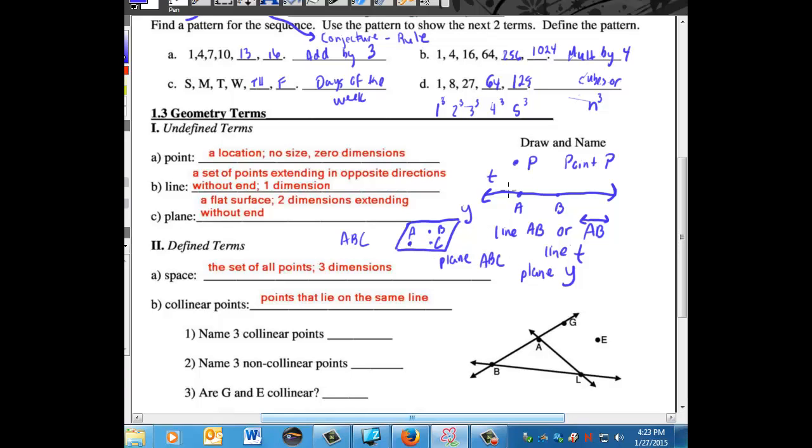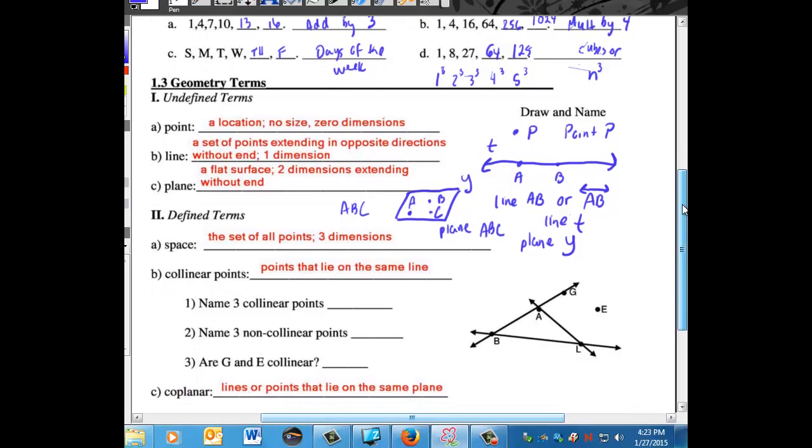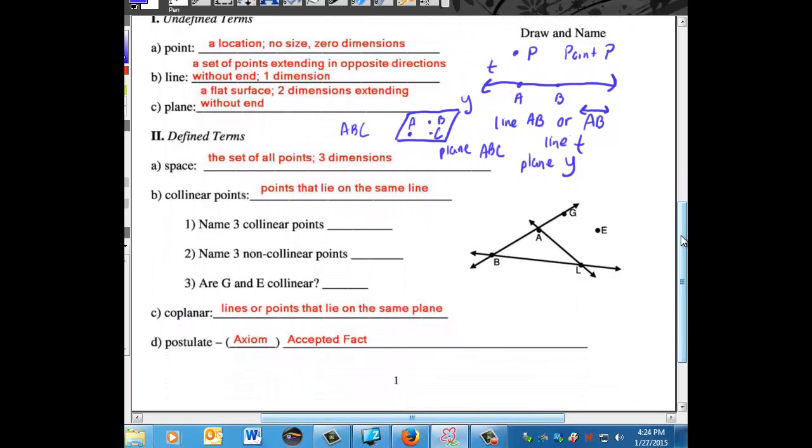Alright, and then moving down below, we also have this drawing, and they want us to name 3 points that are collinear. Well, the term collinear means on the same line. So hopefully you can see point B and point A and point G. So let's call that, name 3 collinear points, B, A, and G. Those 3 points are on the same line.